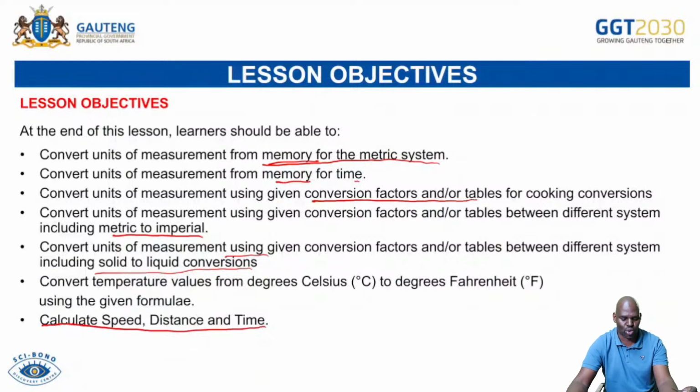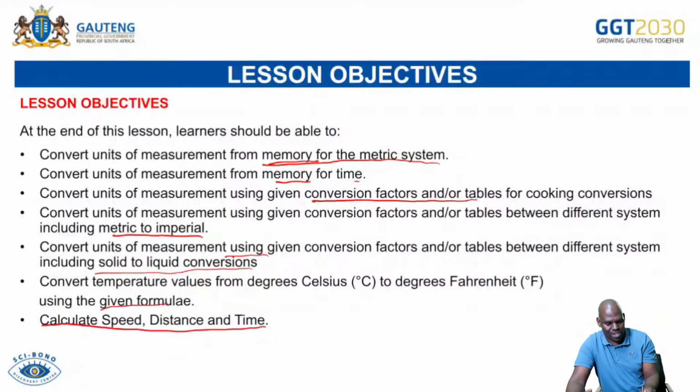Okay, you must be able to calculate speed, distance, and time. In other words, if you are given information and they say calculate speed, you must know which formula to use. Which formula must you use to calculate speed? If you are given information and they say calculate distance, you must know which formula must be used.